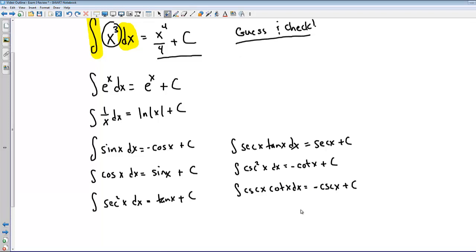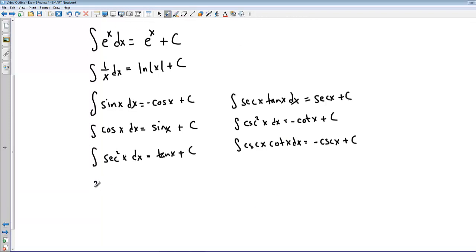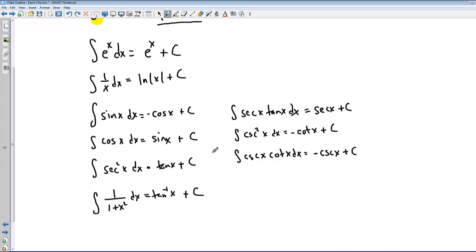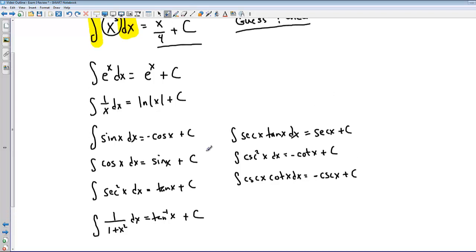And there's one last type you should be familiar with, because it does come up quite often. 1 divided by 1 plus x squared dx. And that's equal to tan inverse of x plus c. And so these are my basic types of integrals that I need to be familiar with in order to integrate more complicated integrals.